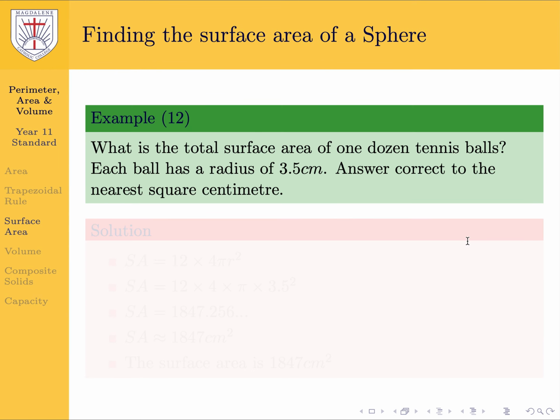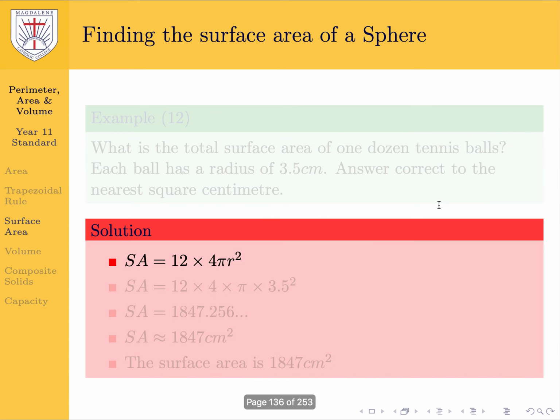So what is the total surface area of 1 dozen tennis balls? Each ball has a radius of 3.5 centimeters, correct to the nearest square centimeter. First of all, we're talking about just the whole tennis ball, so we're going to be using the formula for a sphere. But we also have to note that it's 1 dozen tennis balls. So 1 dozen is the same as 12. So no matter what we do, we need to times it by 12.